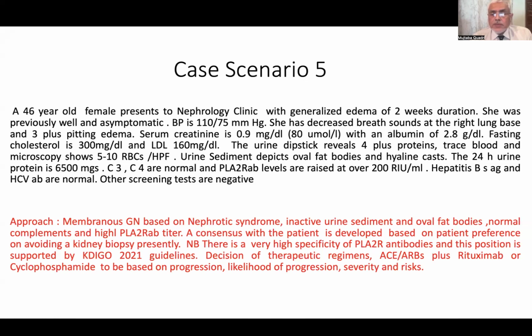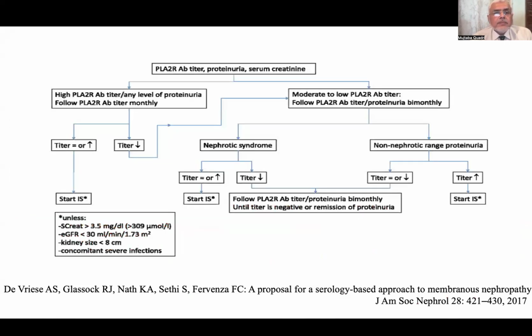And of course, cancer-specific screening should be done even with primary membranous, if it's PLA2R. Cases have been reported with this as well. So in general, if you have a high PLA2R antibody with proteinuria and creatinine, you can follow the titers and start immunosuppression if they are rising, or if they fall, just watch expectantly on conservative therapy, ACE inhibitors, ARBs, lipid-lowering therapy.